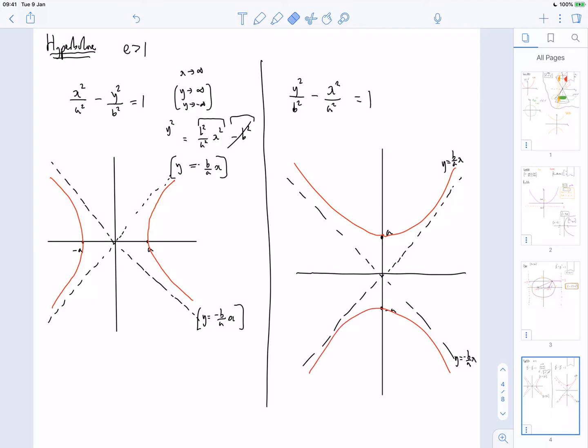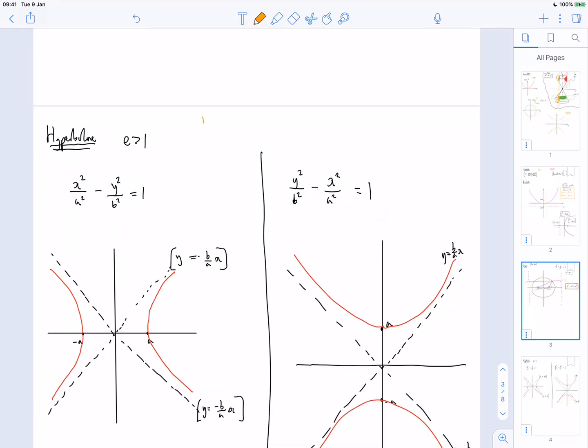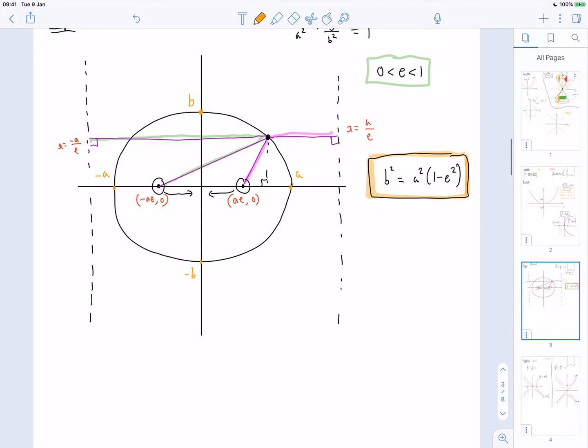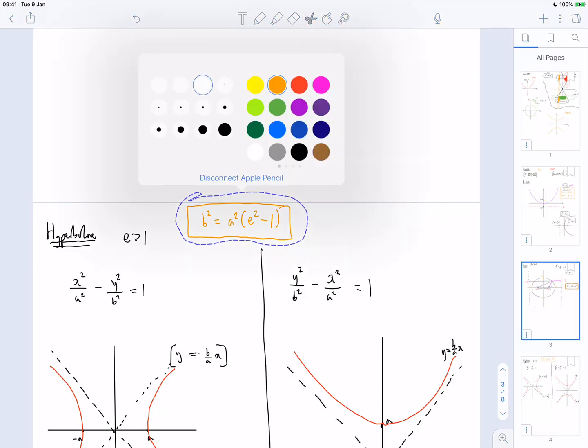Okay, right, cool. Now let's put some facts on there that you're going to need. Right, for a hyperbola, it's the same deal, but this time, because e is greater than 1, it's now b squared equals a squared times e squared minus 1. Notice how the 1 and the e squared have now swapped positions. It's not 1 minus e squared anymore, it's e squared minus 1. And that has to be the case because now e is greater than 1, so 1 minus e squared is going to be a negative quantity, and you can't have that being negative, sorry.